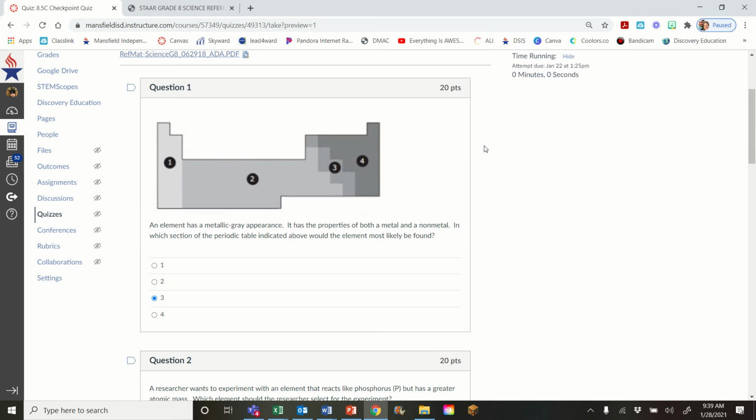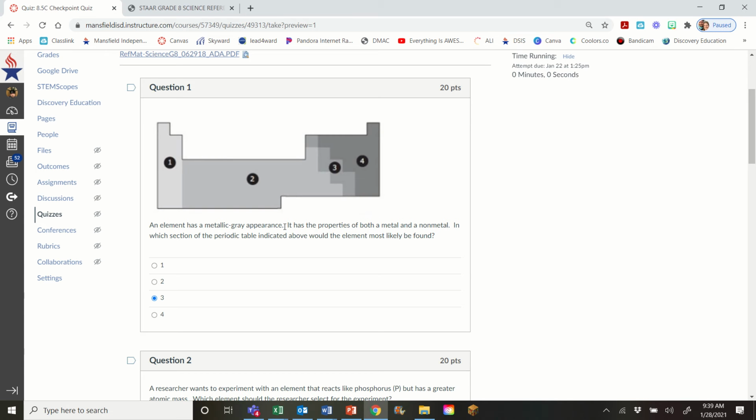So for question number 1, an element has a metallic gray appearance. It has the properties of both a metal and a nonmetal. In which section of the periodic table indicated above would the element most likely be found? So this question's pretty straightforward. It's really just, do you know which section of the periodic table has metalloids?